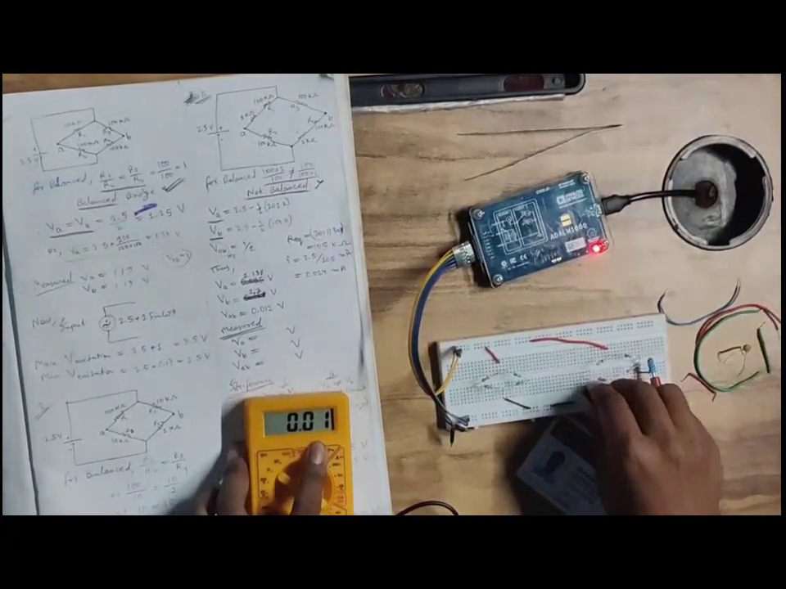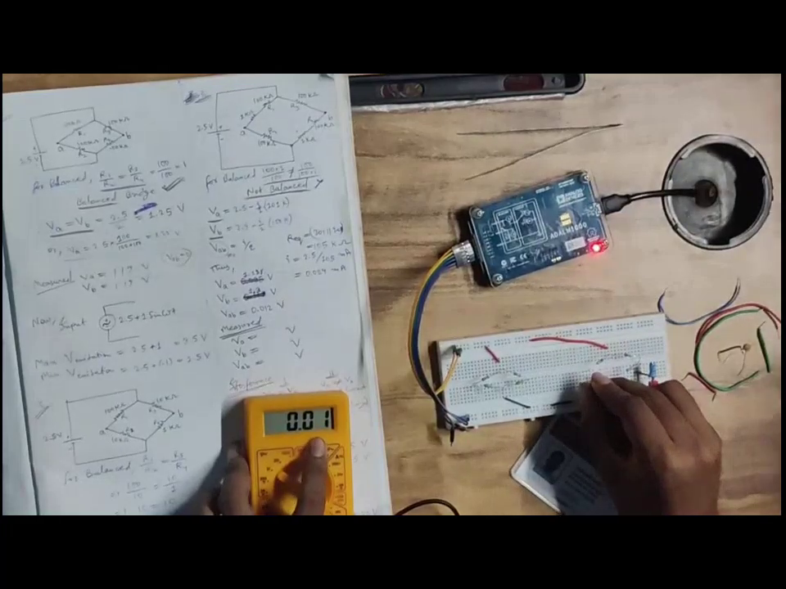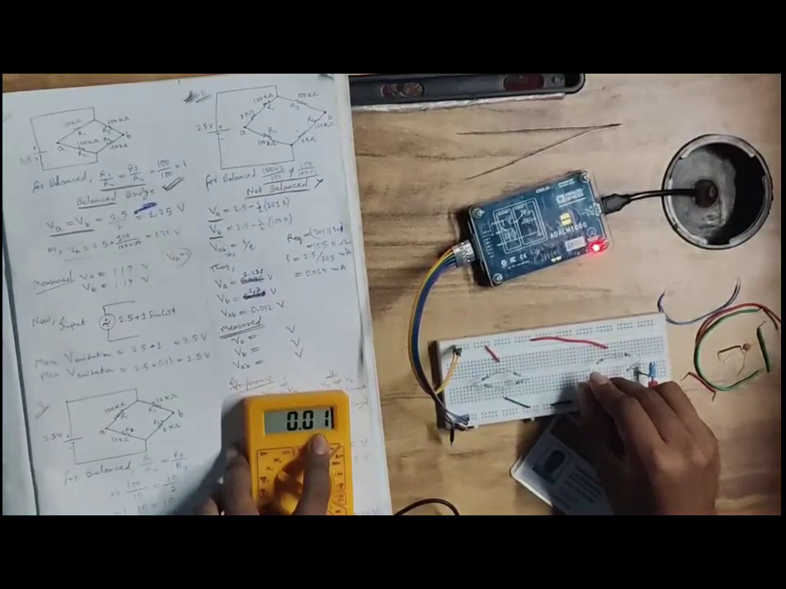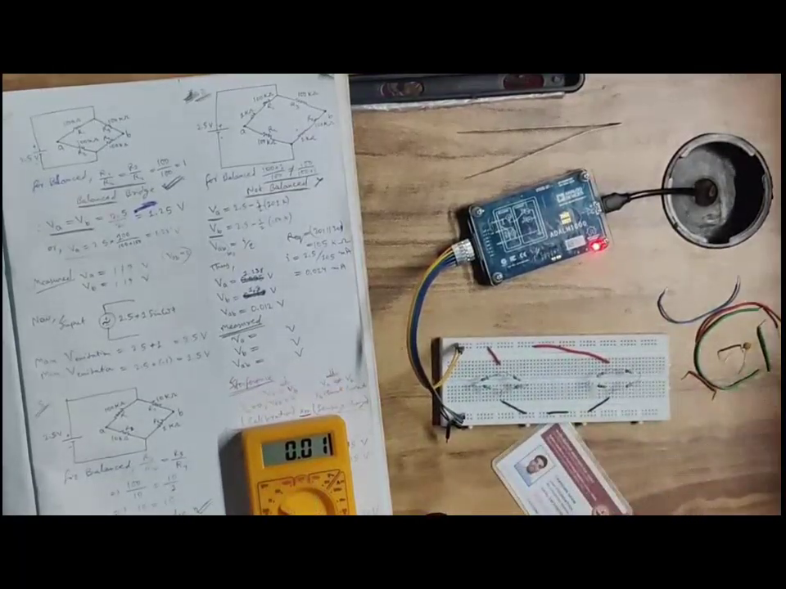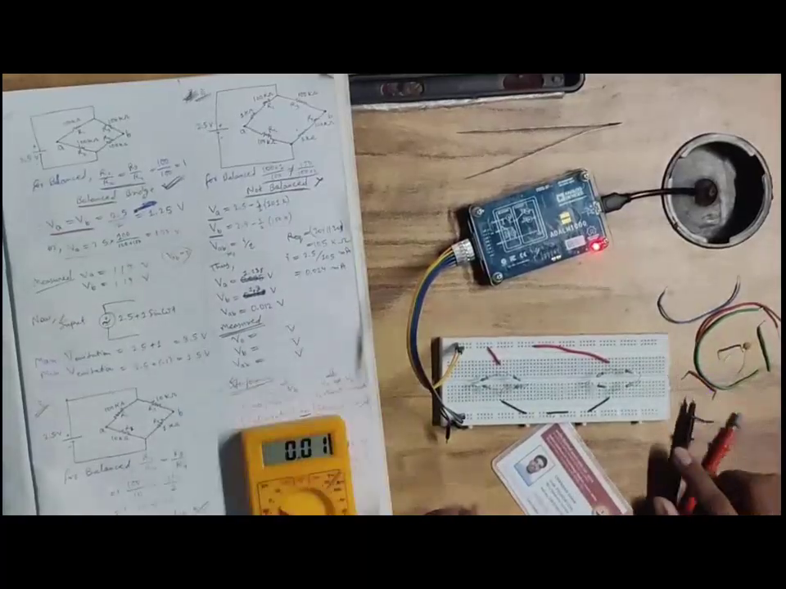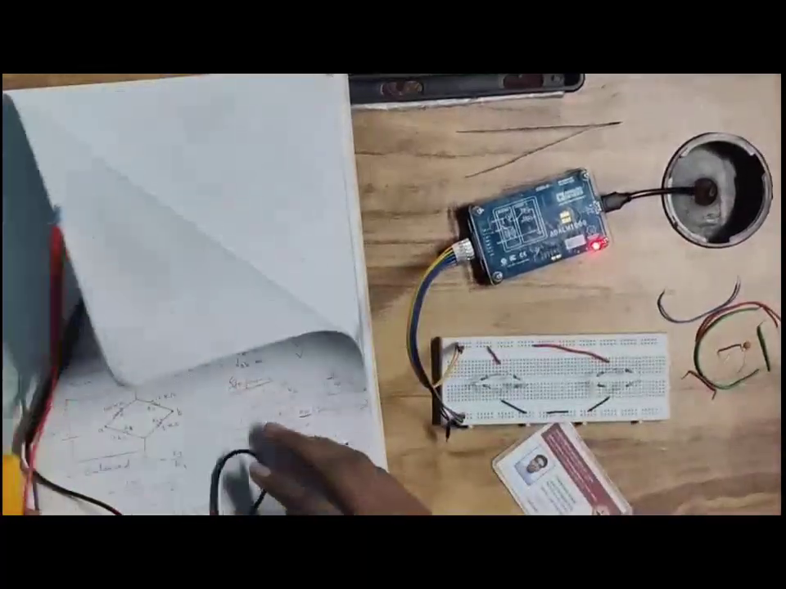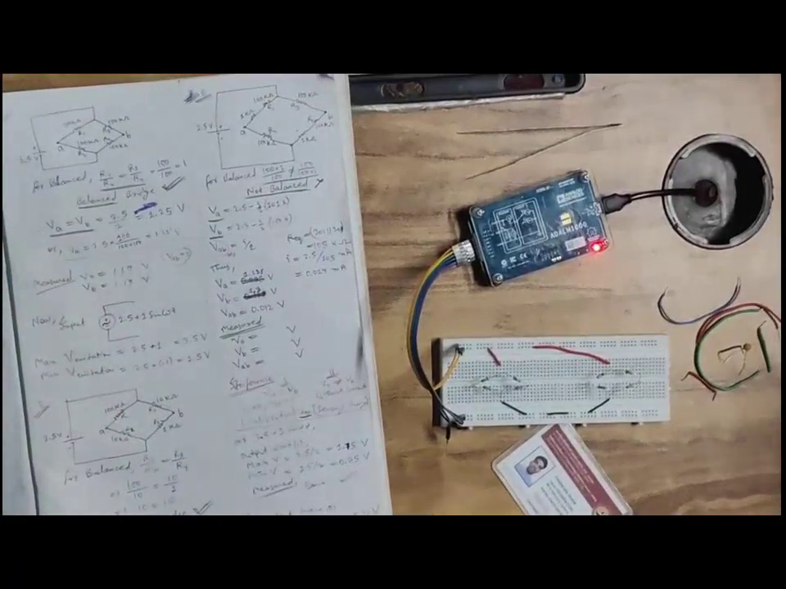Now we are measuring node AB potential between A and B, that is showing 0.01, but last time it was showing 0. Because of the multimeter error it is showing 0.01, you can see, but it is actually 0.